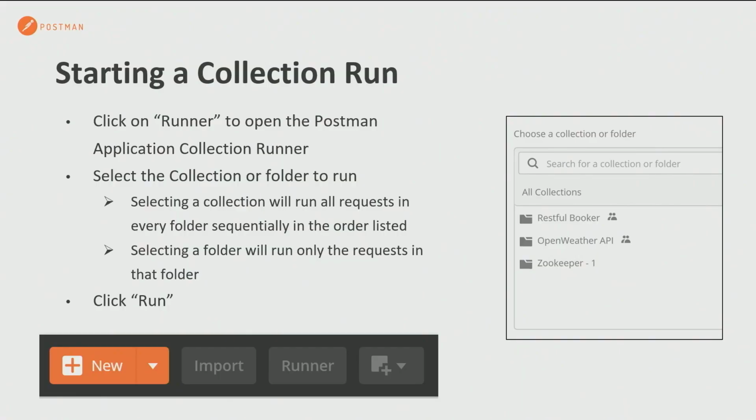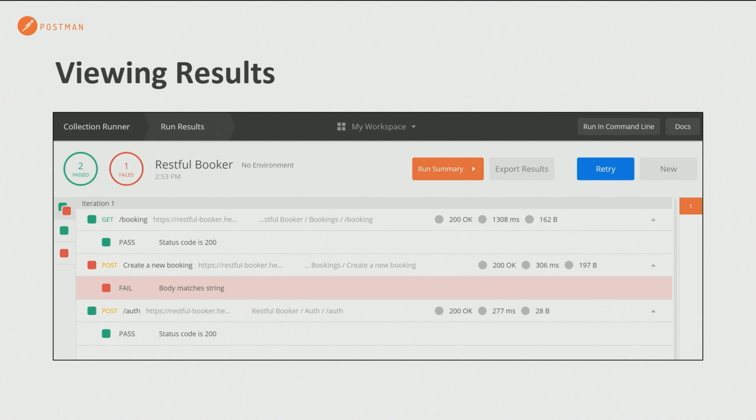So starting a collection run, we open the collection runner, and we choose the collection we want to run. Now you can run an entire collection, or you can run a specific folder in the collection. Choosing a folder means we only run the requests that are within that folder. And then you hit run, you get your results, you see which requests passed and which ones failed. Failed requests are the ones where you have a test case that did not pass. So you can see that red one in the middle there, that was a failed request.